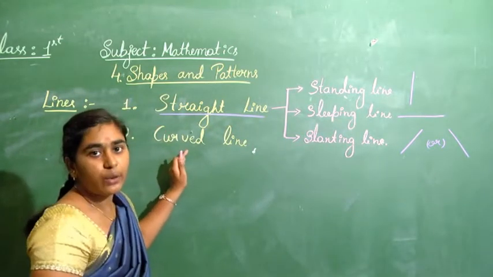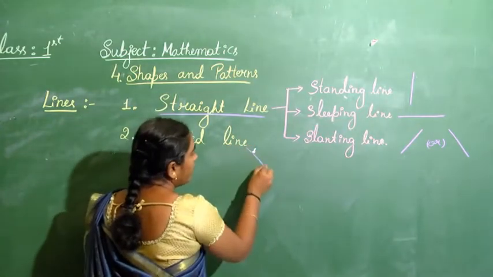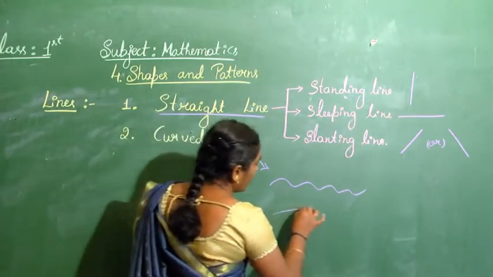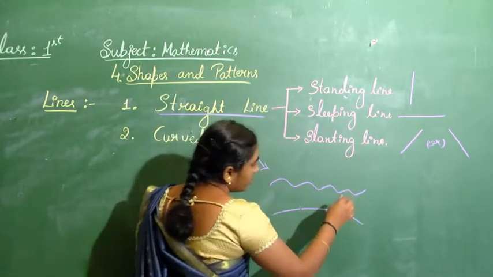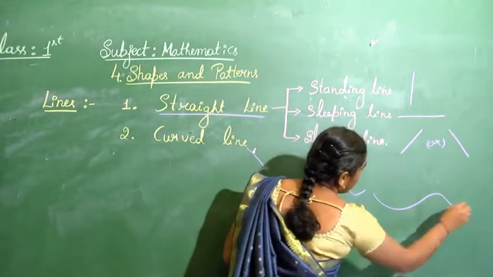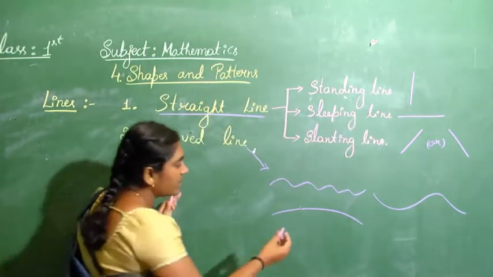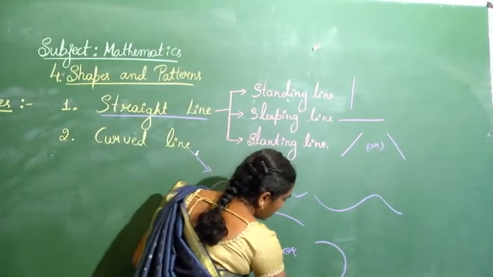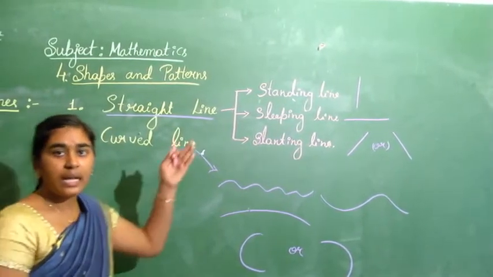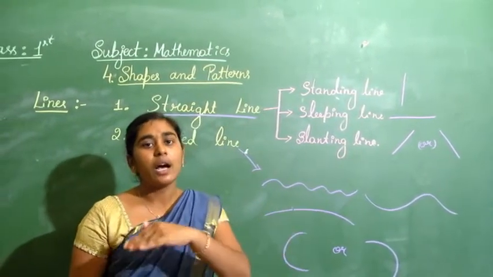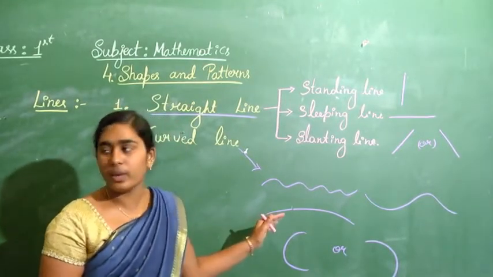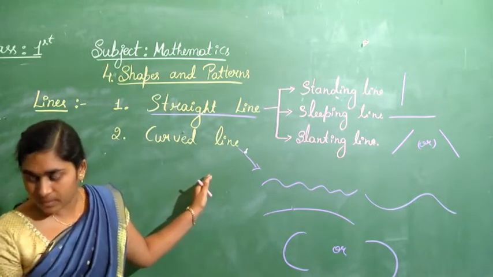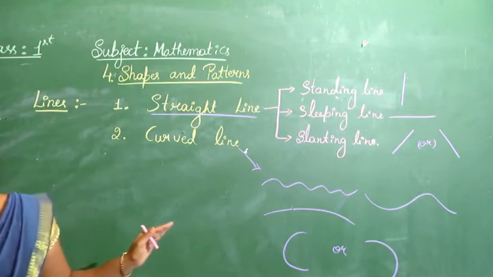But in the curved line, we don't have any types. For the curved line, you can directly write. How does the curved line look? Like this or this one, or else you can draw like this. A curved line comes, or the letter C also you can write, alphabet C, or this one. Curved line means other than straight, it will have ups and downs. These are the curved lines. Okay children, now you can write it down.